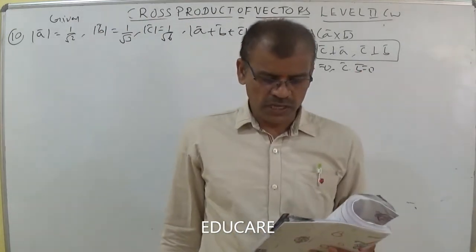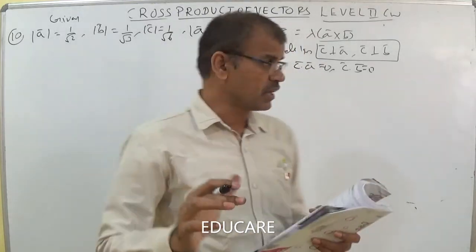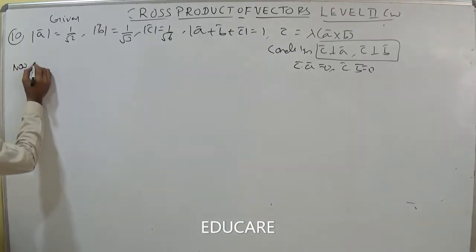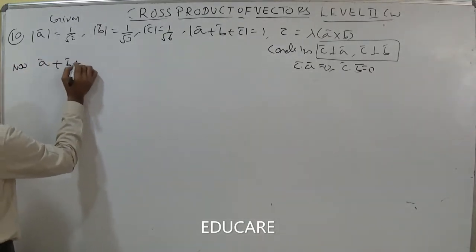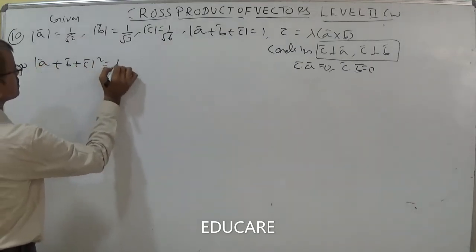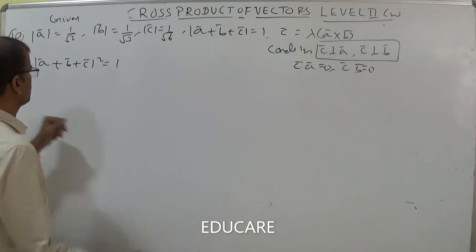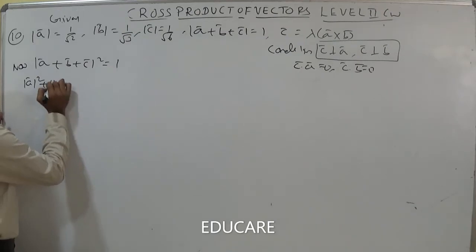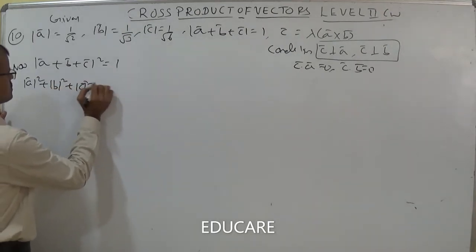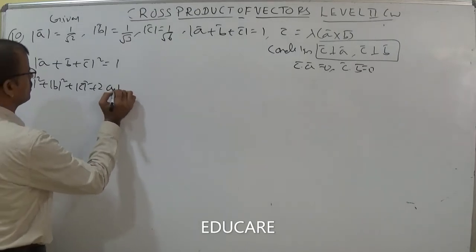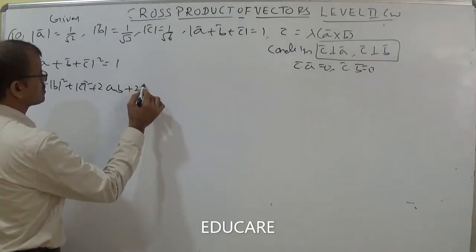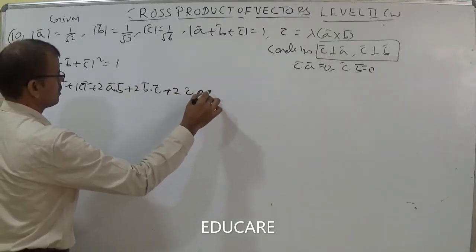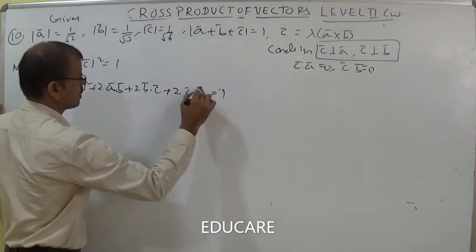Now, which one should you calculate? The angle between A and B. Now I am writing: let us consider A bar plus B bar plus C bar whole square is equal to 1, because here I have taken the square. Now you write the formula: modulus of A square plus modulus of B square plus modulus of C square plus 2 into A bar dot B bar plus 2 into B bar dot C bar plus 2 into C bar dot A bar equal to 1.